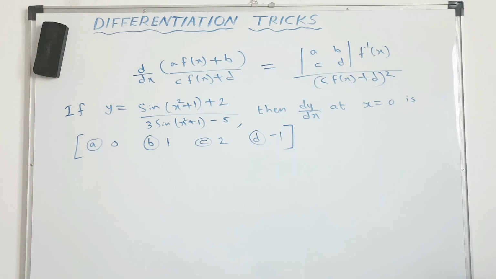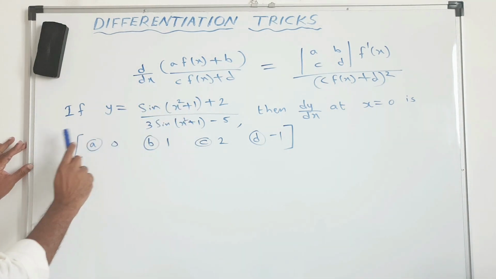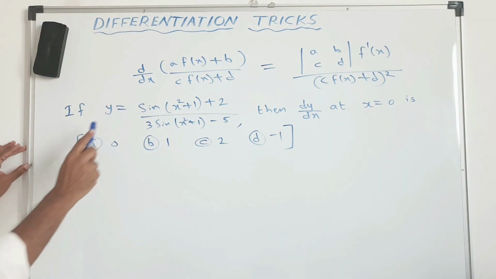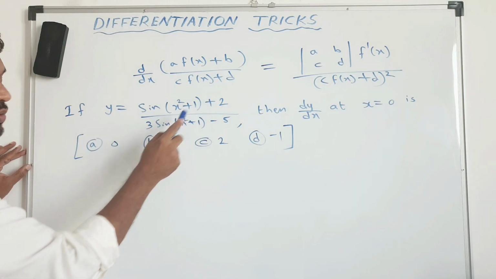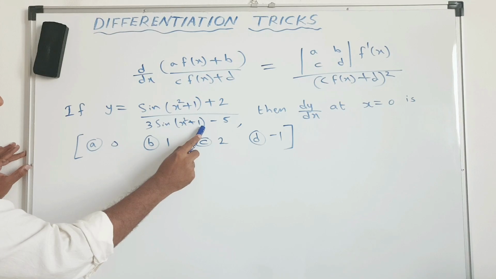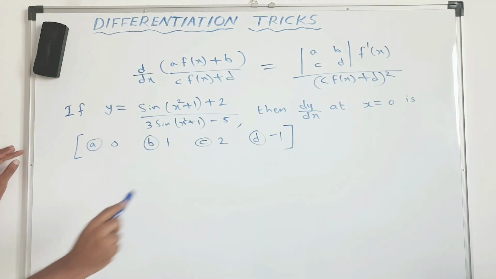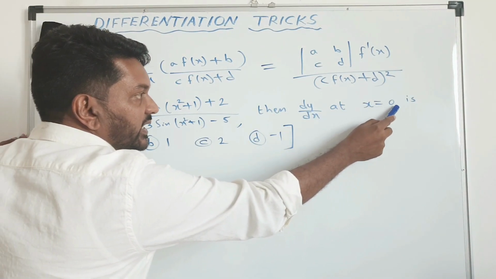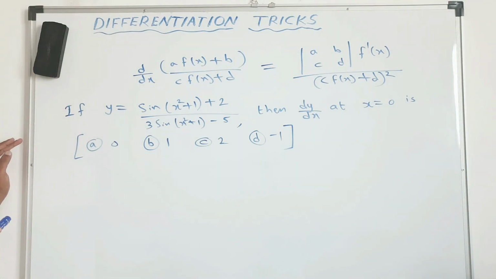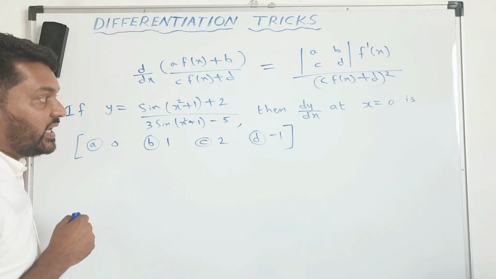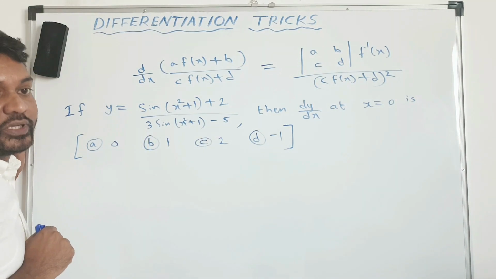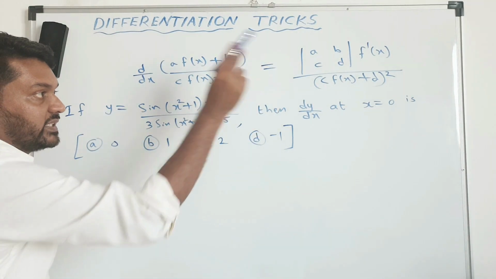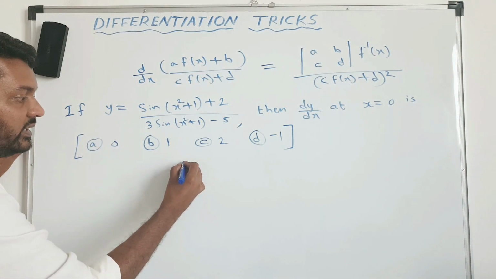Now we will see an MCQ question based on the same method. If y equals (sin of (x square plus 1) plus 2) divided by (3 sin of (x square plus 1) minus 5), then dy by dx at x equal to 0 is. Imagine doing this in a normal method. You have to use quotient rule, then substitute x as 0. It will take a lot of time. But if you apply this, it became very simple.